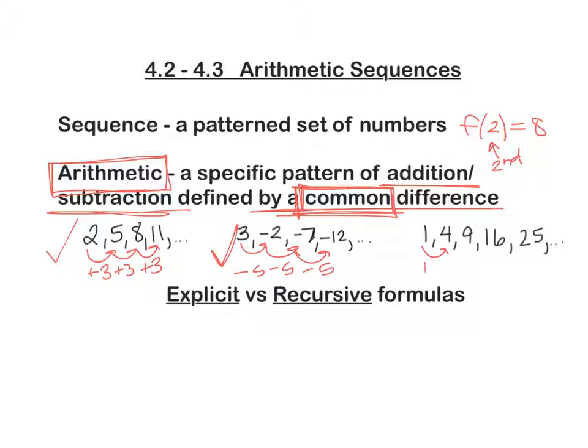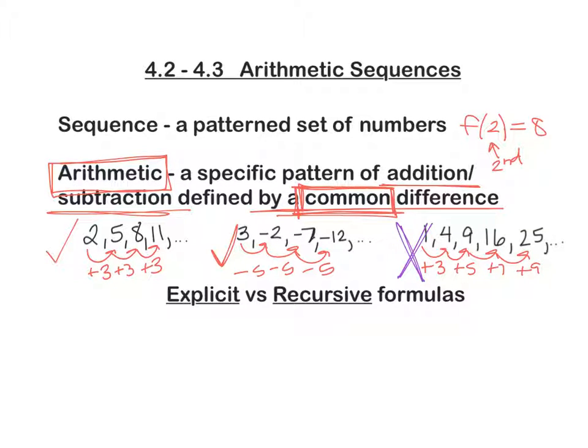This last one, add 3, add 5, add 7, add 9. Now you may see the pattern there, because there is a pattern and you're adding odd numbers, but because the exact number that you're adding changes every single time, that is not going to be arithmetic. So it has to be the exact same every time.